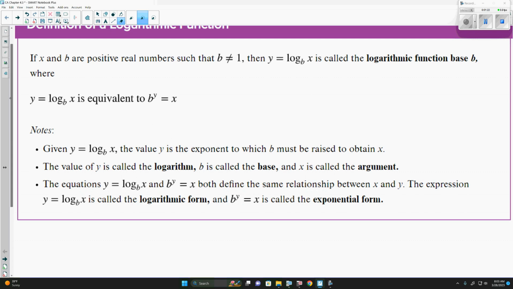But if x and b are positive real numbers such that b is different than 1, then y equals log base b of x. This is called the logarithmic function base b, where log base b of x is equivalent to b to the y is equal to x. And we can switch between these two forms.